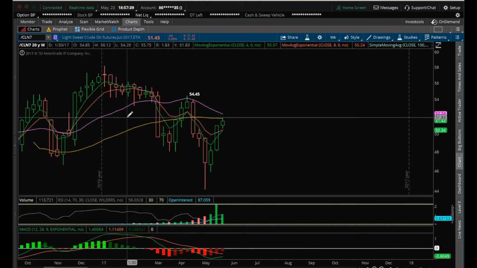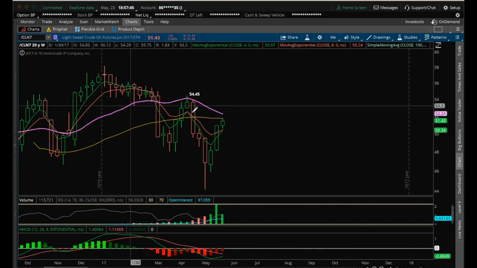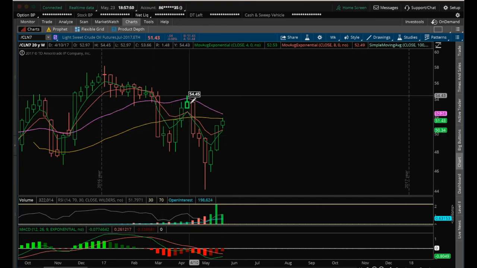If we get above that on the weekly and close, we're going to have to close above this 20 MA here on the weekly, which is currently at 52.24. And you can see that on the last bounce attempt that we had, it rejected right at that 20 MA on the weekly. So we need to get above that, break the downtrend line, and get above 54.45.